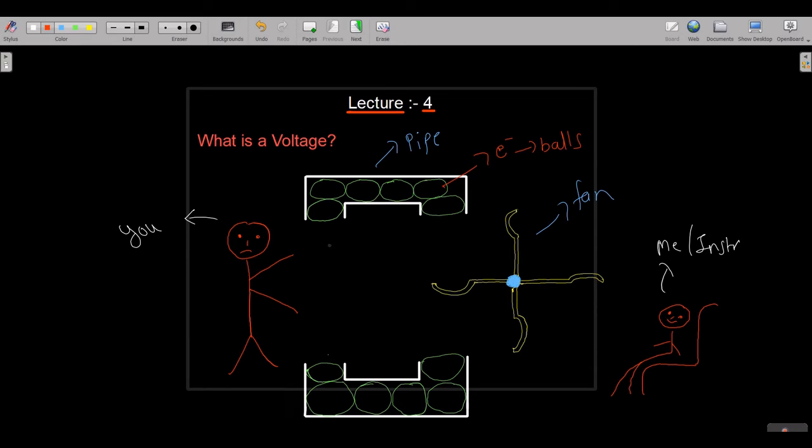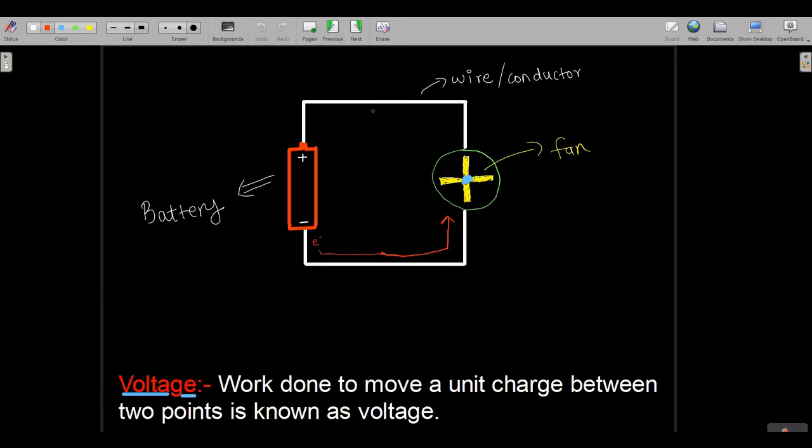Why? Because the balls were moving, due to which the fan was able to rotate. Similarly over here, the electrons are moving, and as we studied in lecture 2, as electrons move in this direction, the current will move in the opposite direction. But just forget the current direction, because we have to understand this concept of voltage.